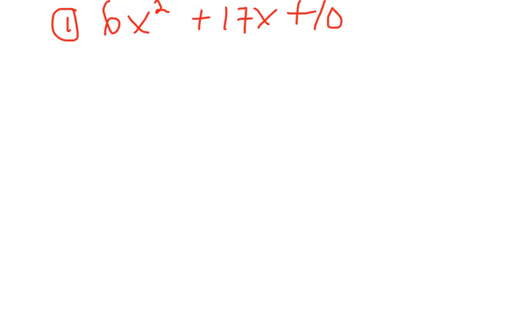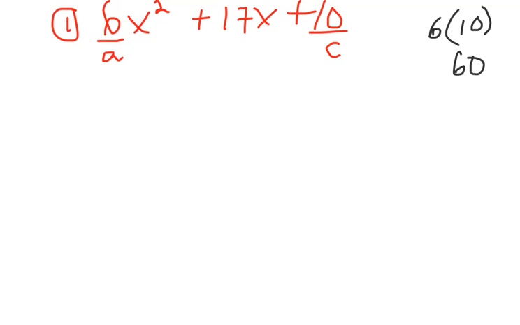So here's example number 1, 6x squared plus 17x plus 10. The A value is 6. The C value is 10. So we're going to go to the side, and we're going to multiply the A value, which is 6, by the C value, which is 10. So the product is 60. So we got the product of A and C.